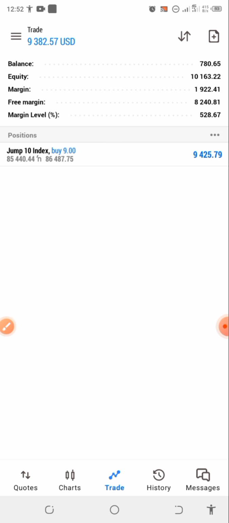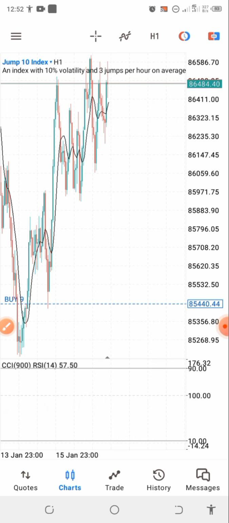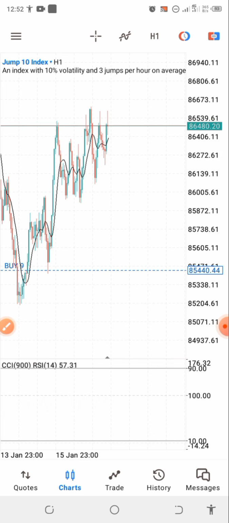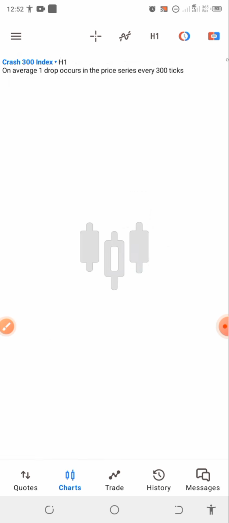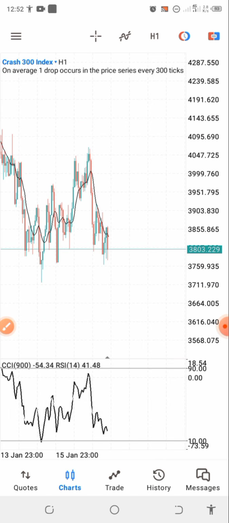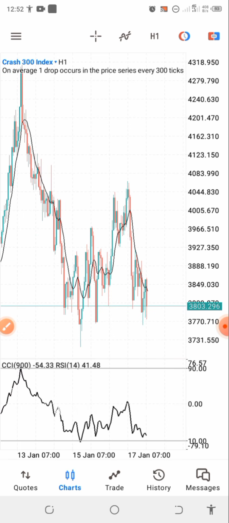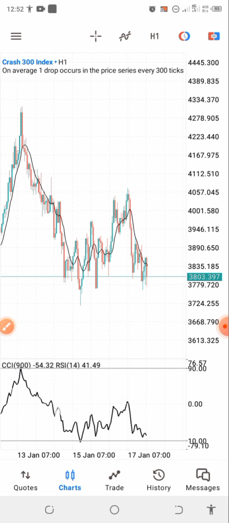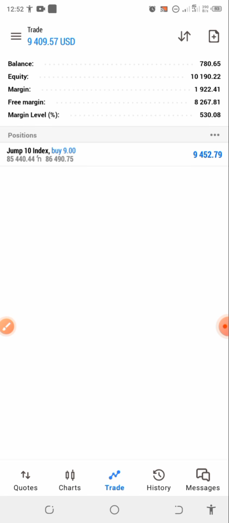So I have already closed all the crash positions and then I withdrew the money, and now I was able to leave the Jump index position still running, which you can see right here. Now we have the trade on Jump 10 index, and yesterday we also had a trade on Crash. We took a buy right from here and then we made some money. Now today we'll be discussing the strategy.